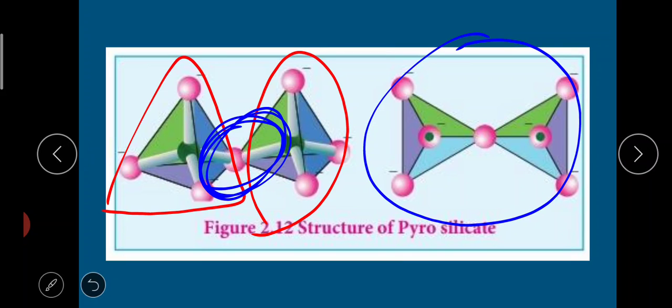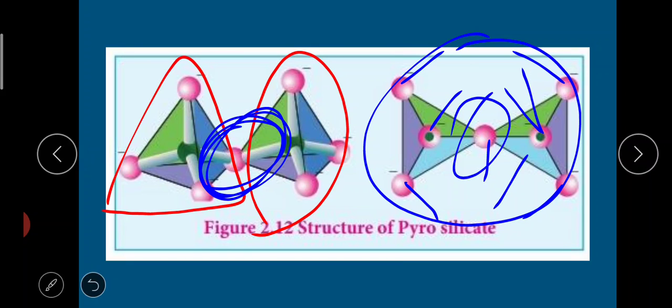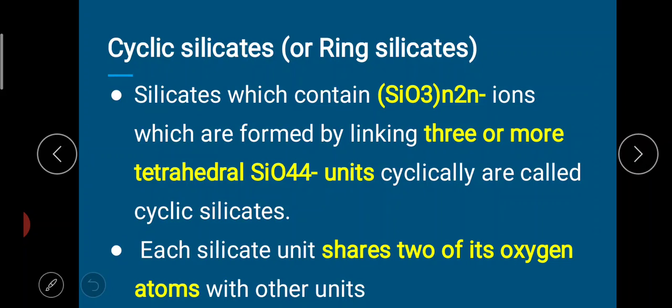This is another view, the top view. You can see the green colored dots, 2 silicon, and then you will have 7 oxygen atoms, 1, 2, 3, 4, 5, 6 and 7. This oxygen does not carry any charge. The remaining oxygen carry a charge.